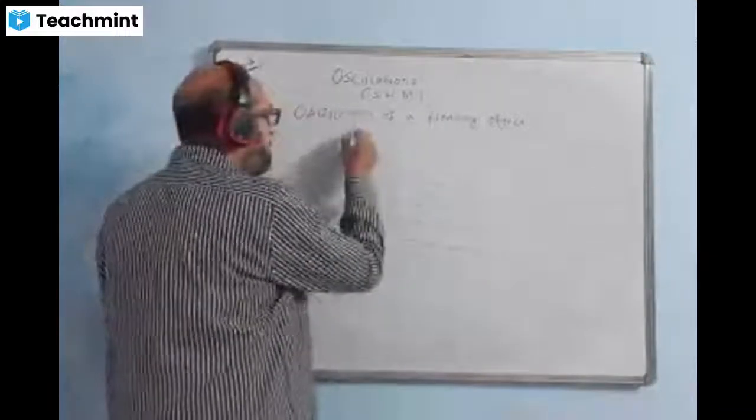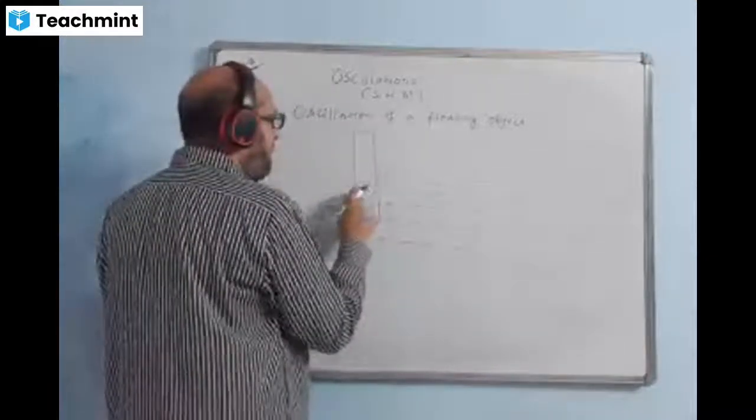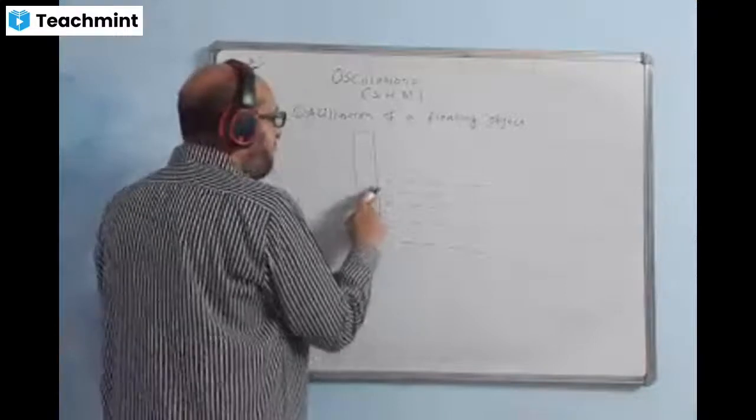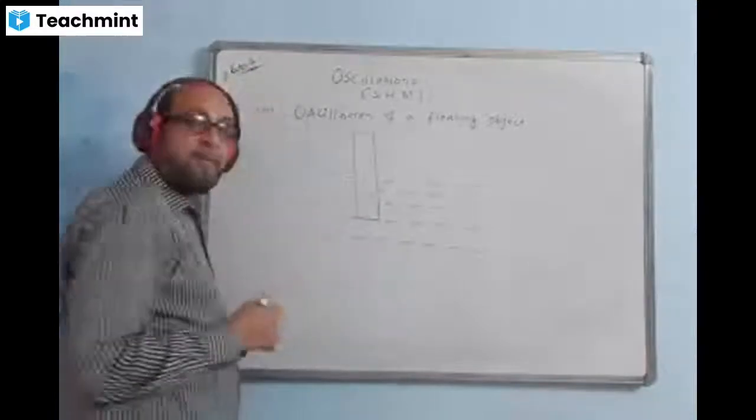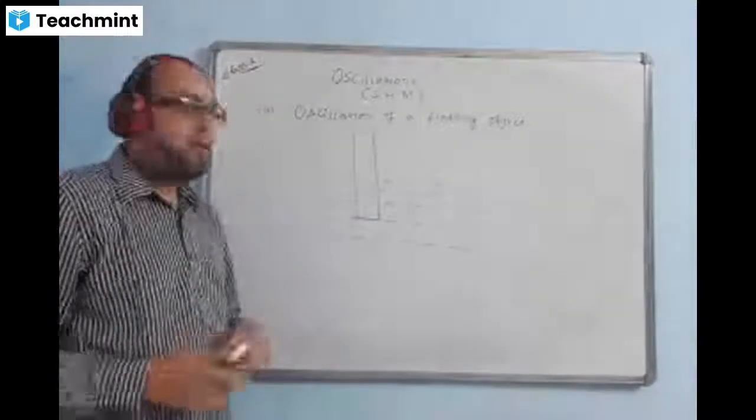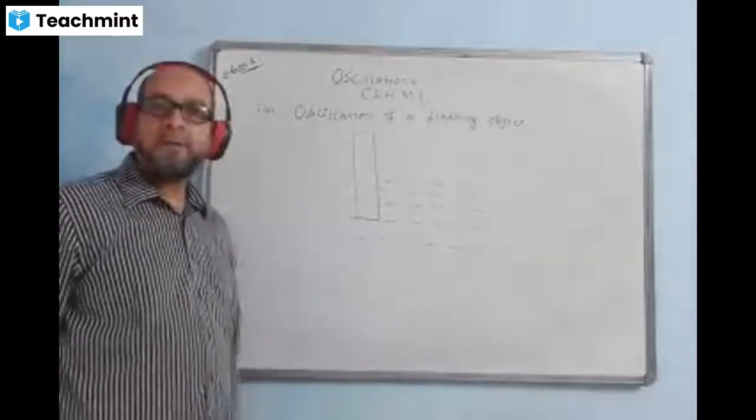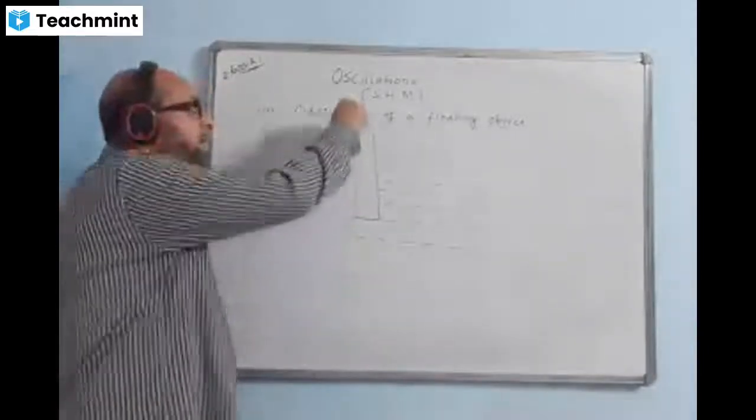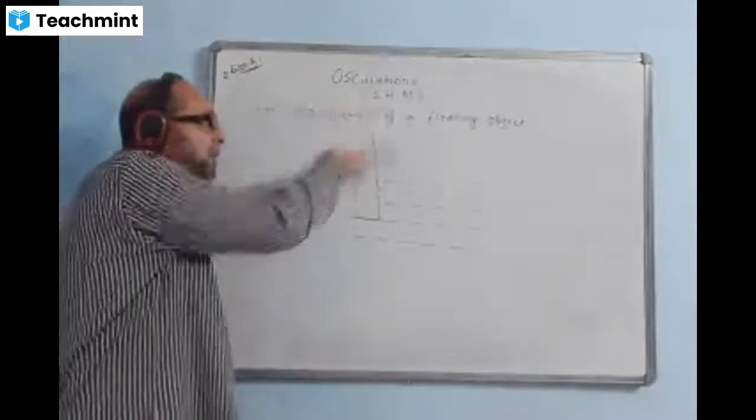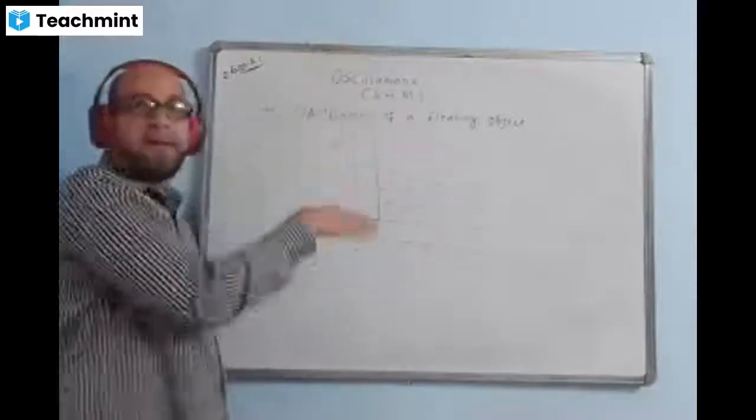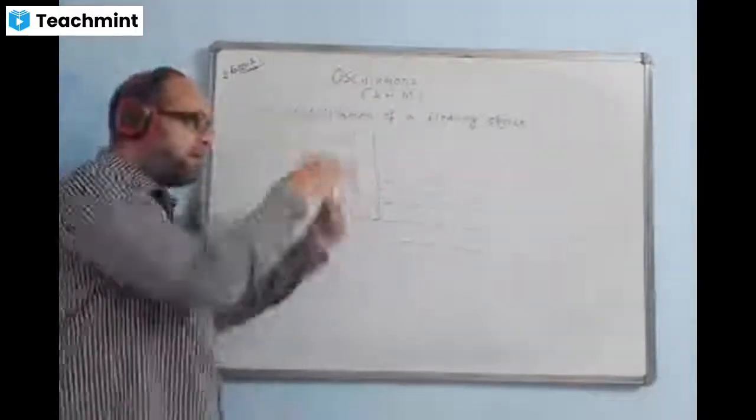We are taking an object which is floating here like this, floating on a liquid surface. We will be pressing the body down. Once you press it, the body will return back. Press, body returns back like this.